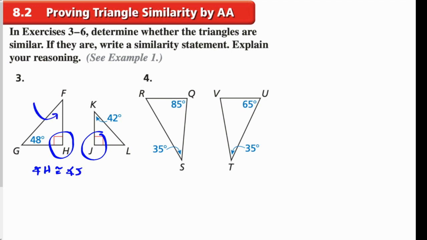And we need to use the fact that there's 180 degrees in a triangle to solve for one of the third angles. So here we see that we have 90 and 48. 90 plus 48 plus angle F have to equal 180 degrees. 90 plus 48 is 138 plus angle F equal to 180 degrees. And when you subtract 138 from both sides, we get that angle F is 42 degrees. And that makes angle F congruent to angle K.